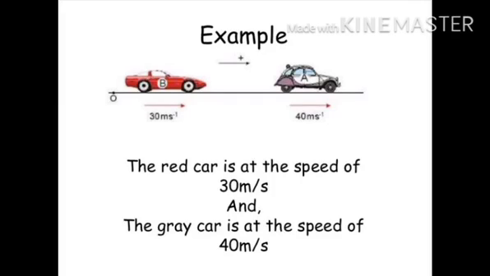See the example. There are two cars, one is red and one is grey. The red car is at the speed of 30 meter per second and the grey car with the speed of 40 meter per second.